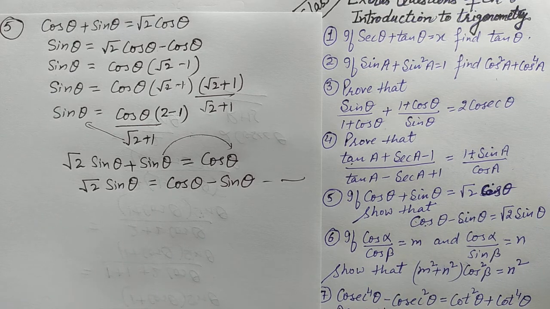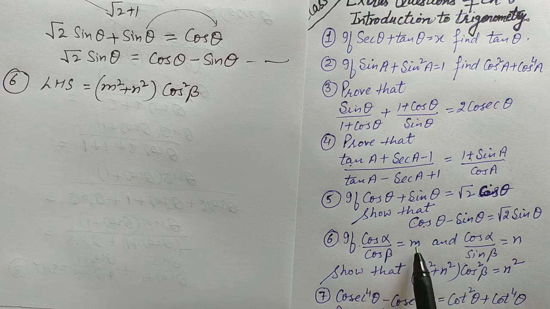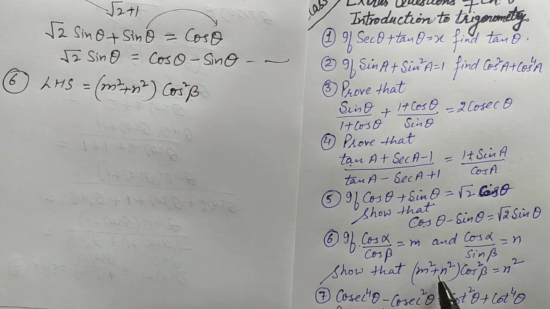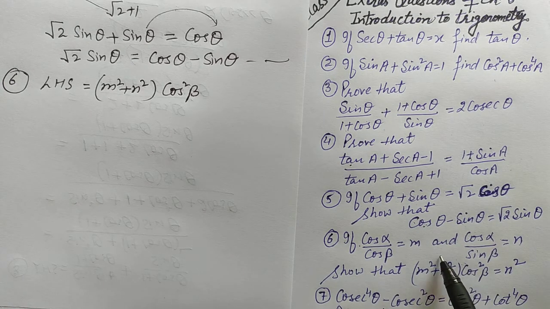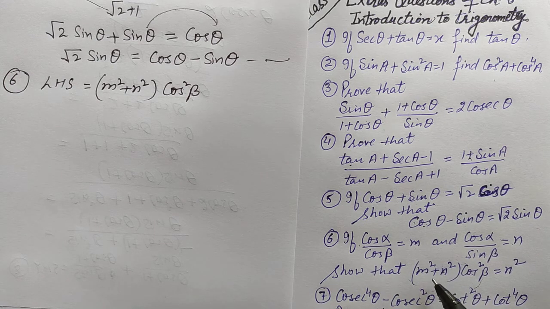So next question is, if cos alpha over cos beta is equal to m and cos alpha over sin beta is equal to n, then show that m square plus n square into cos square beta is equal to n square. So what we do in this question, we'll take this left hand side and fill the value of m and n from here given, and we will keep solving, and after all we will get the answer as n square. So it is proved like this way. So let's start from left hand side.